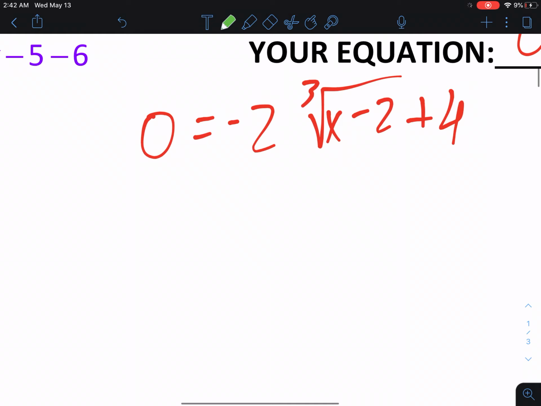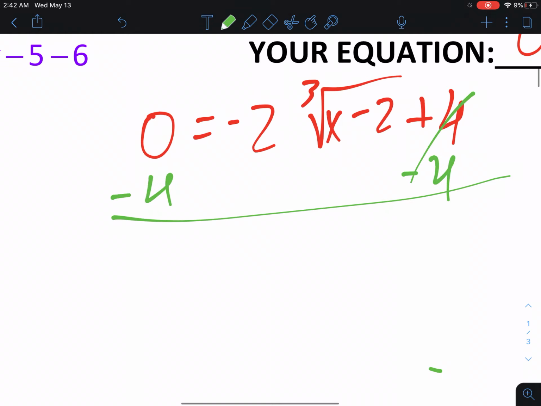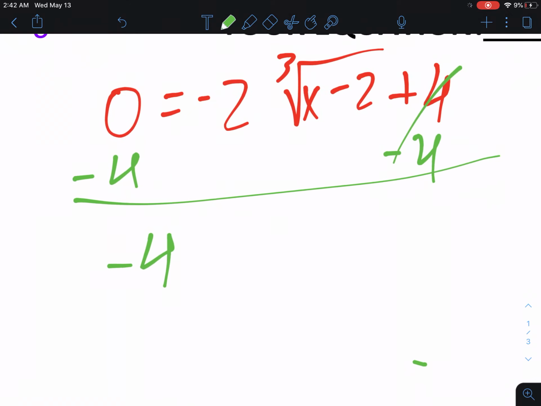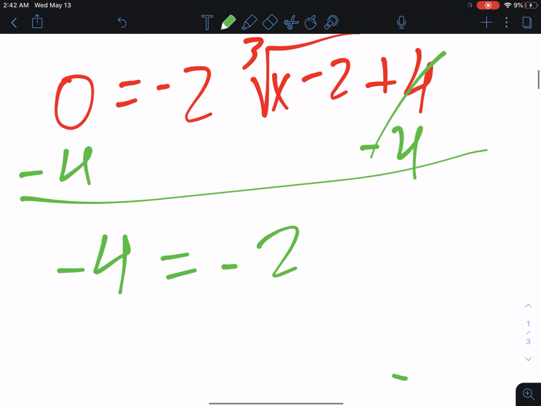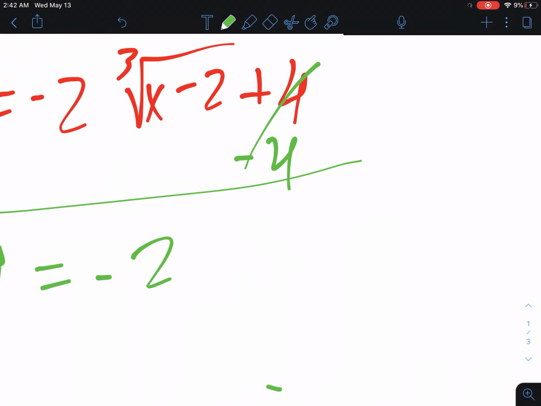So we add 4 to both sides. So 4 minus 4 cancels out to 0. And then 0 minus 4 equals -4. So -4 equals -2 times the cube root of x minus 2.